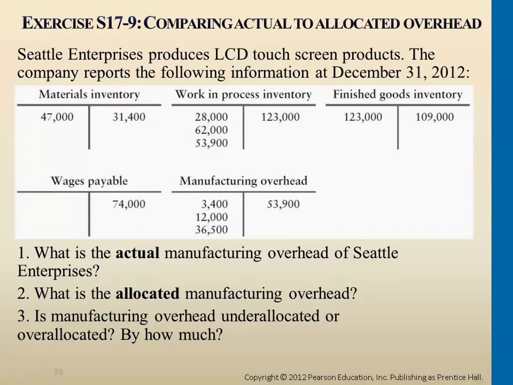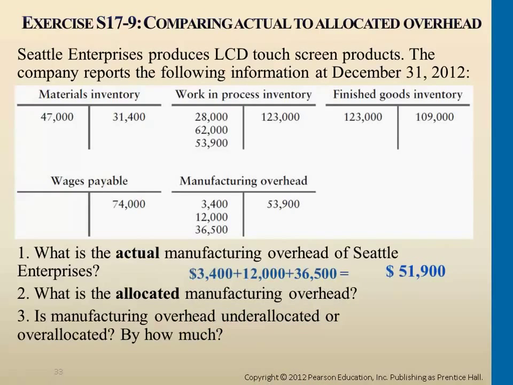Try? Okay, what's the actual cost of, and you got it from adding up all the manufacturing debit side. 3,400, 12,000, 36,500, and you said 51,900, the actual cost, right?